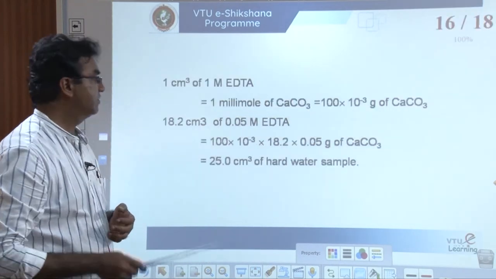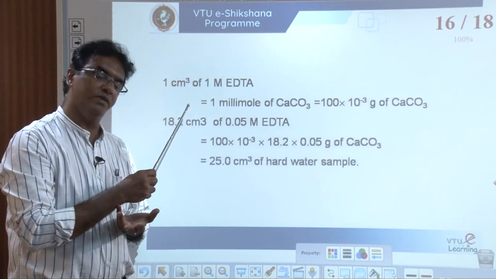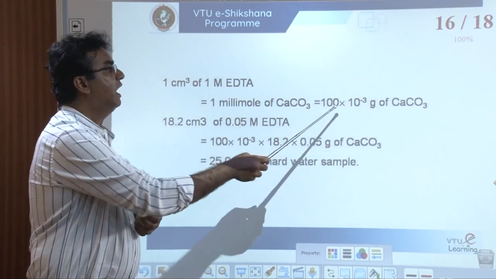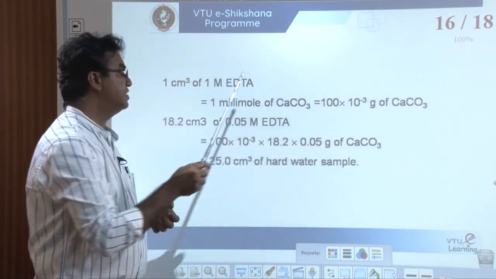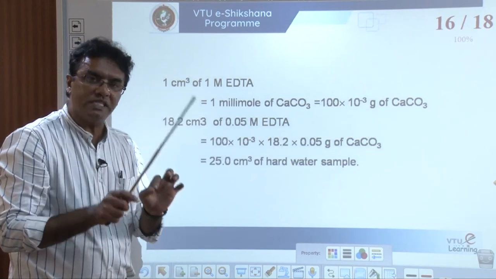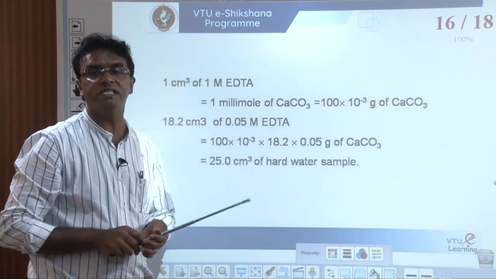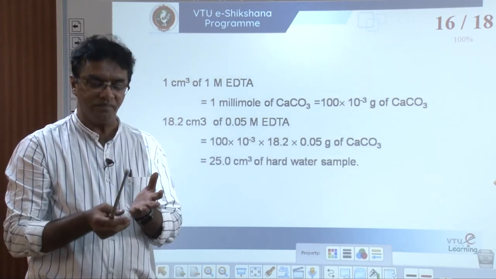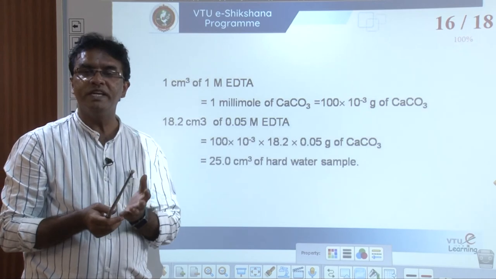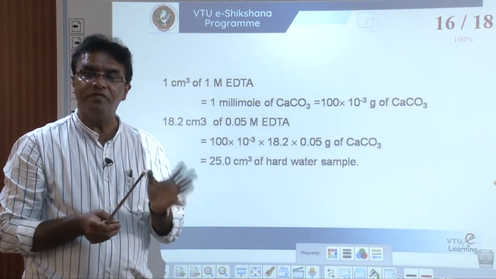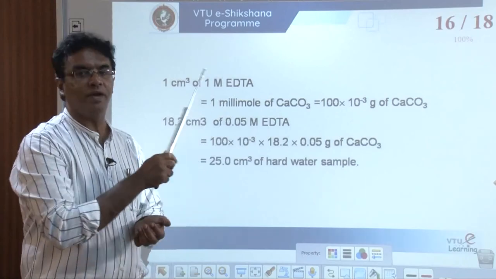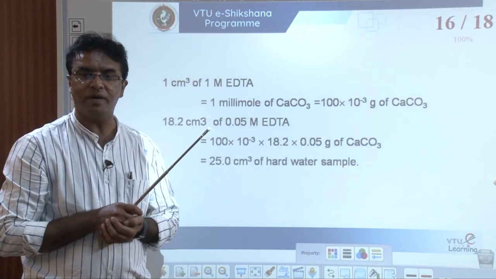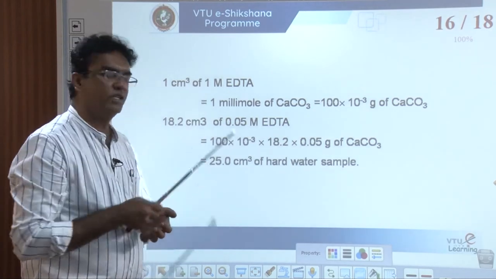Let's see how to solve it. See, we know the formula anyway, we know the relationship anyway. 1 cm cube of 1 molar EDTA is equivalent to 100 into 10 to the power of minus 3 grams of calcium carbonate. If it is so, before writing this, always remember, we have to write the data. What is the data given? Data given is the volume of the EDTA consumed before boiling the water sample is 18.2 cm cube. Molarity of EDTA is 0.05 molar.